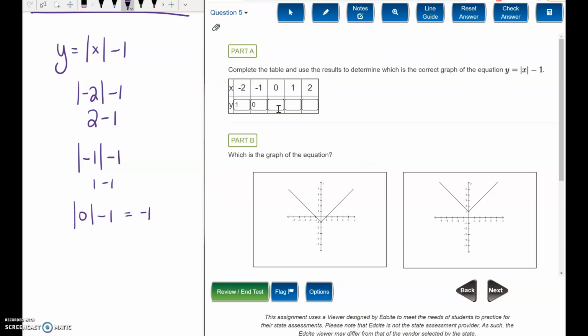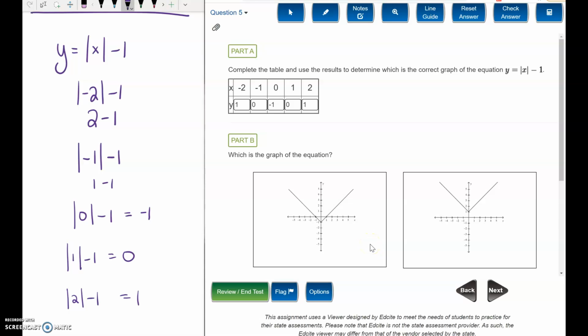Wait, what did I do in my paper? Then absolute value of 1 is 1. 1 minus 1 is 0. And then absolute value of 2 minus 1. Absolute value of 2 is 2. 2 minus 1 is 1. Once you have that x and y table, you're just picking out which graph has those points on it.